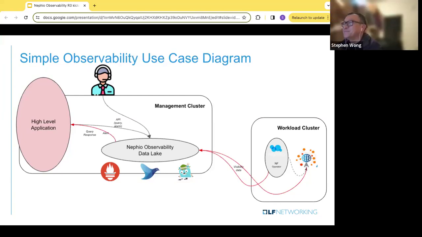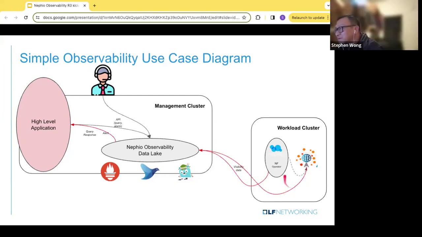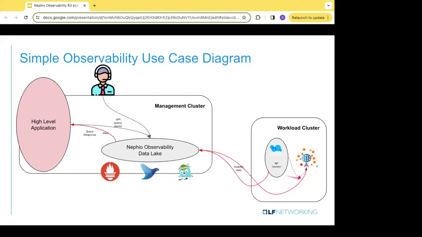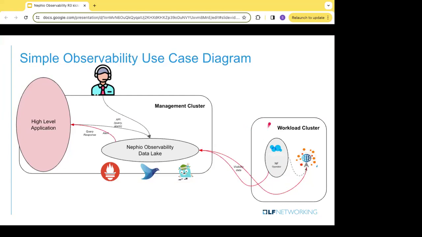Right. So maybe in this first simple diagram, we could add a low-level application consuming from the cache. There should be a line here that can go through this, and then this would send the data out. Okay. Cool. Yes. Thank you.